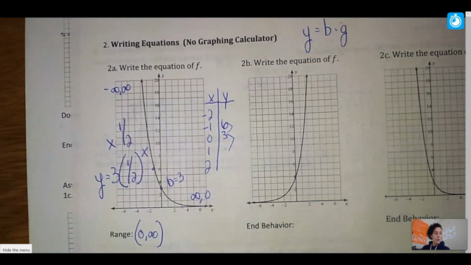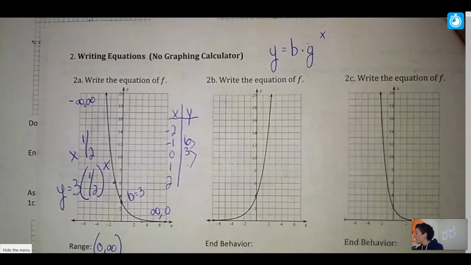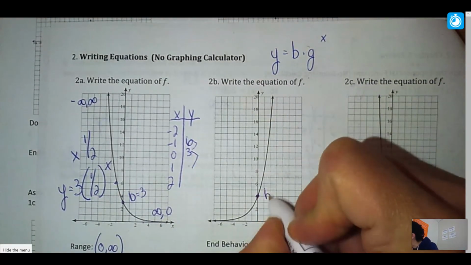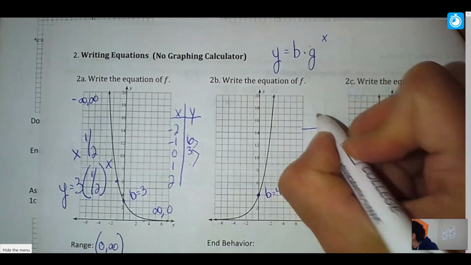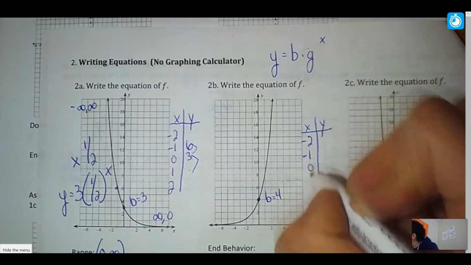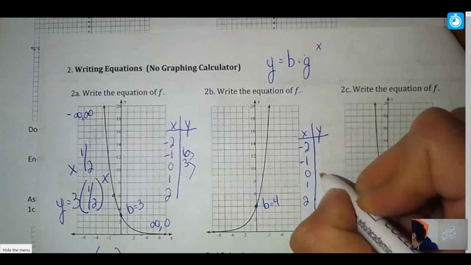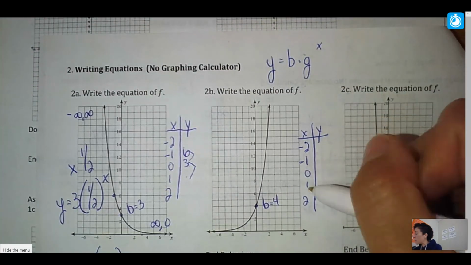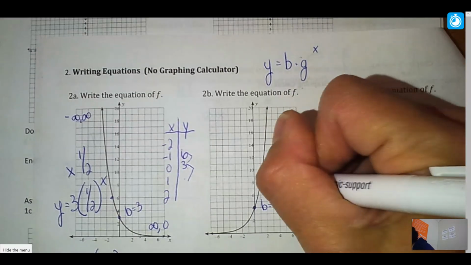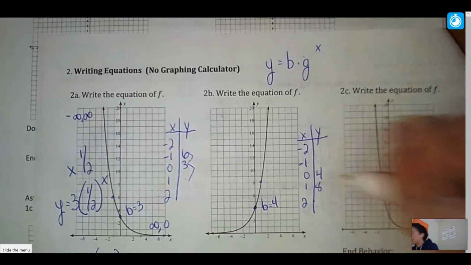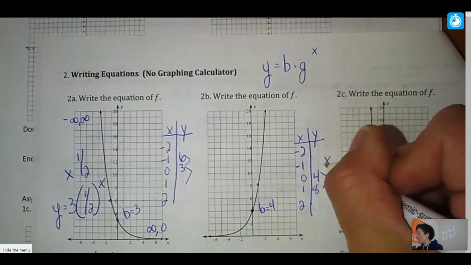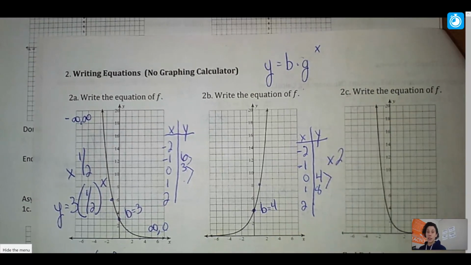All right, let's move to the next one. So here, again, I just need to identify my y-intercept, which is right there. That's a 4. And then, to help me figure out g, I'm going to make my table and see what values I can fill in, like the -1 or the 1. So there's 4. And if I go to 1, that is actually 8. And for me, I can see to go from 4 to 8, I'm just multiplying by 2. So that's my g value.